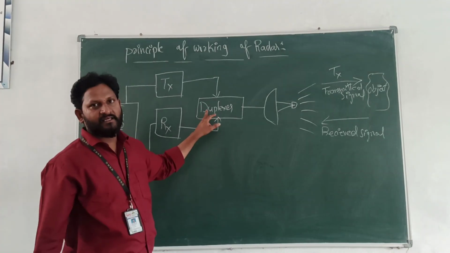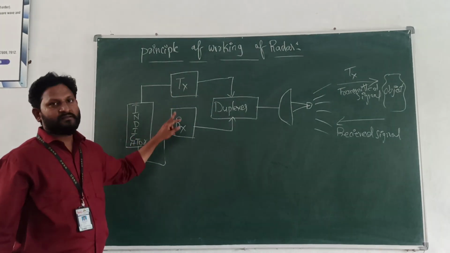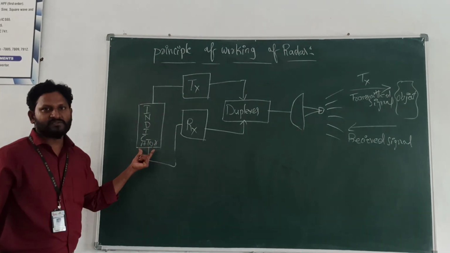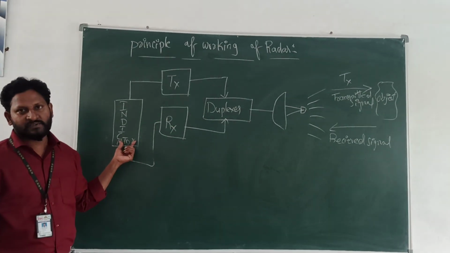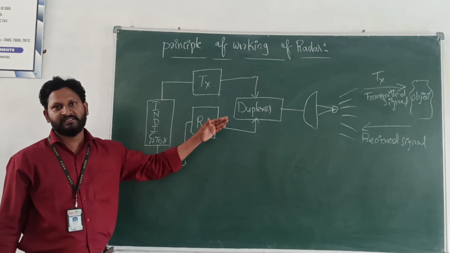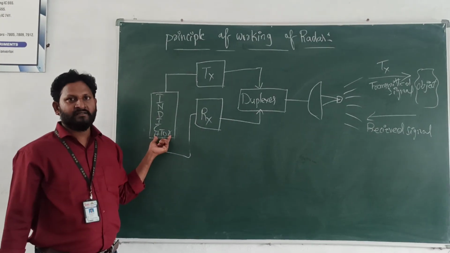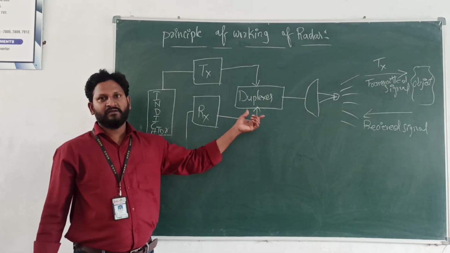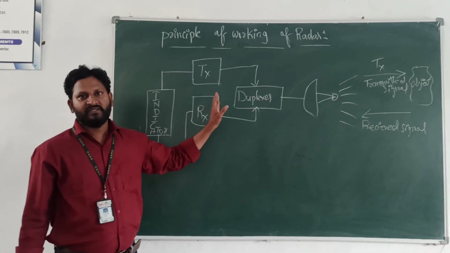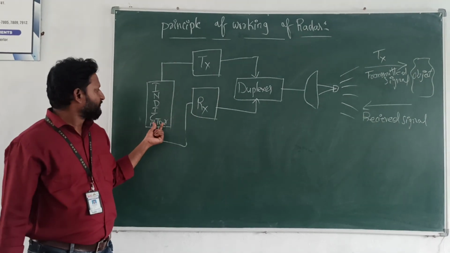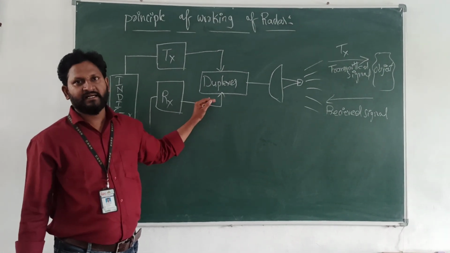This single antenna is connected to the duplexer, and the duplexer connects with the transmitter as well as the receiver. The indicator provides the necessary signals to transmit, and it also receives the signals coming back from the object. Here the indicator decides the range of the object, the distance of the object, as well as the size of the object. This is shown in our indicator. So this is one type of radar system.